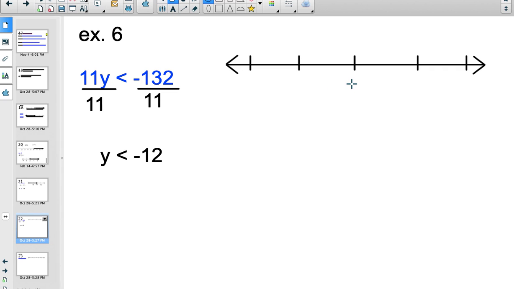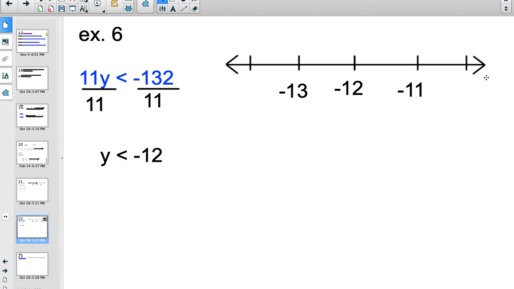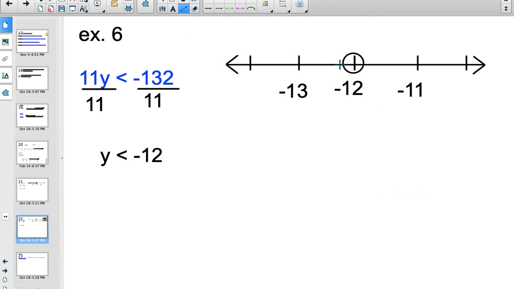And we are going to put a couple numbers on here. No need to go all the way to 10 or anything like that. I usually put the main one that we're centering on in the middle. So negative 12, negative 11, negative 13, and then you would have negative 10 and negative 14. All right, this is going to be an open circle going to the left. So that's what that looks like.